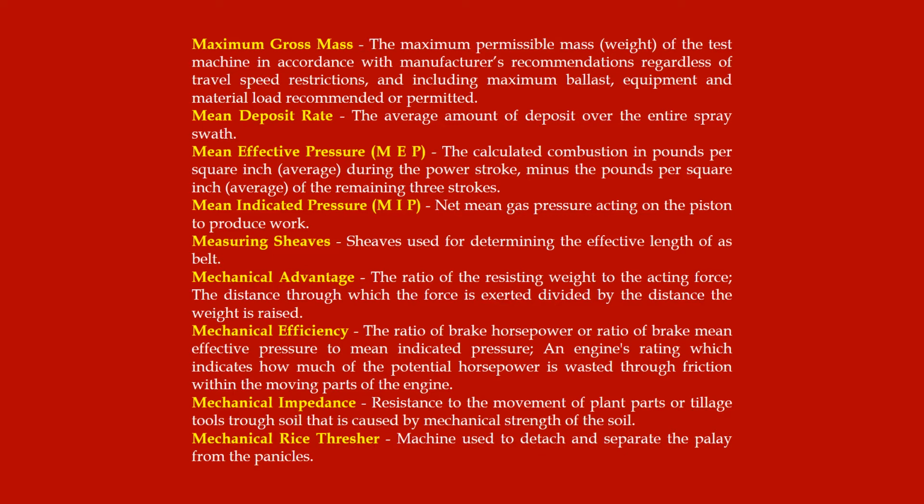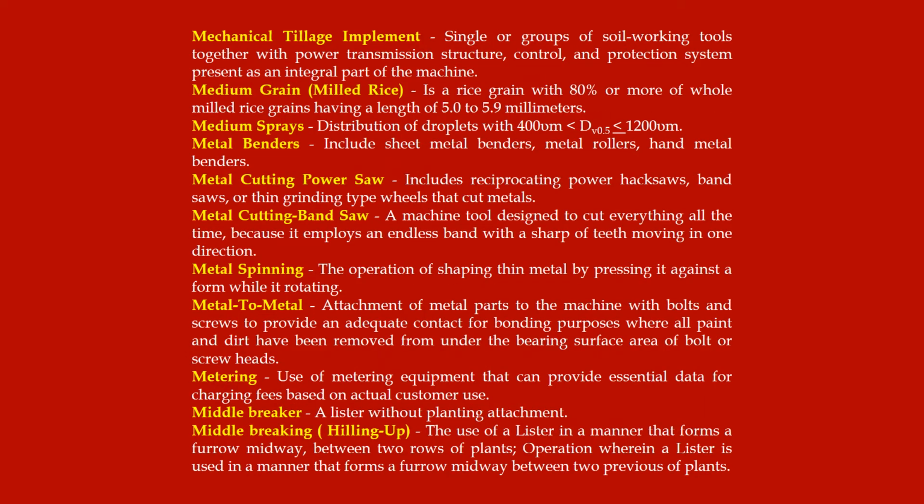Mechanical rice thresher: machine used to detach and separate the paddy from the panicles. Mechanical tillage implement: single or groups of soil working tools together with power transmission structure, control and protection system present as an integral part of the machine. Medium grain milled rice: a rice grain with 80% or more of whole milled rice grains having a length of 5 to 5.9 millimeters.